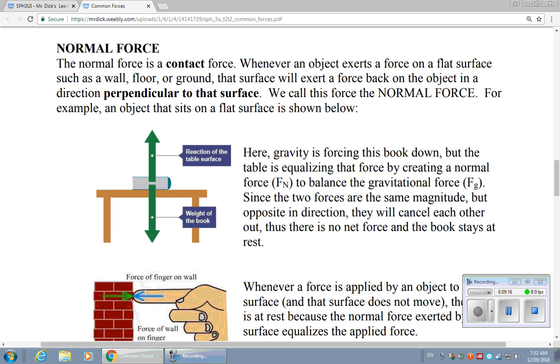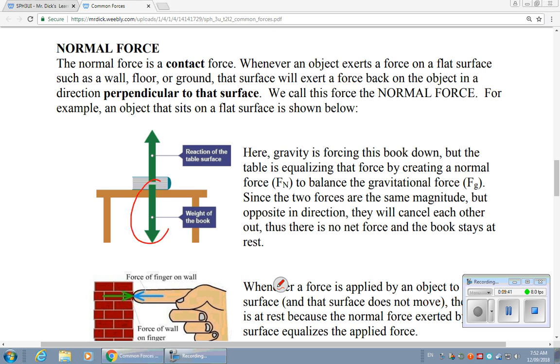For now, though, we're going to move on and talk about the next most important common force that we deal with in our everyday lives, and it's called the normal force. The normal force is a contact force, and it's the force that is always pushing back from a surface every time we push up against a surface. So, for example, in the first picture you see a book sitting on a table.